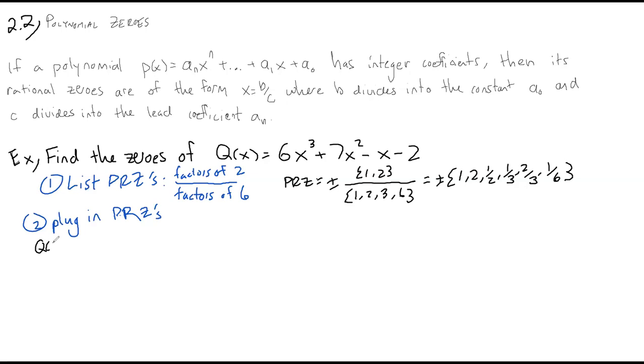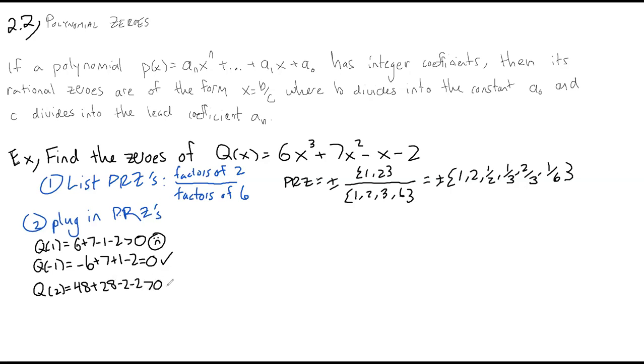So q of 1 is 6 plus 7 minus 1 minus 2. That's too big. I know that's greater than 0, so I'll use my little sad face there. Q of negative 1 is negative 6 plus 7 plus 1, the double negative, minus 2. So I've got plus 8 minus 8. That one is a 0, so that's good. It is third degree, so I know I can stop at 3, but I've only got 1 so far. Let's try the 2s. Q of 2 is 6 times 8, which is 48, plus 7 times 4, which is 28, minus 2 minus 2. That is definitely bigger than 0.